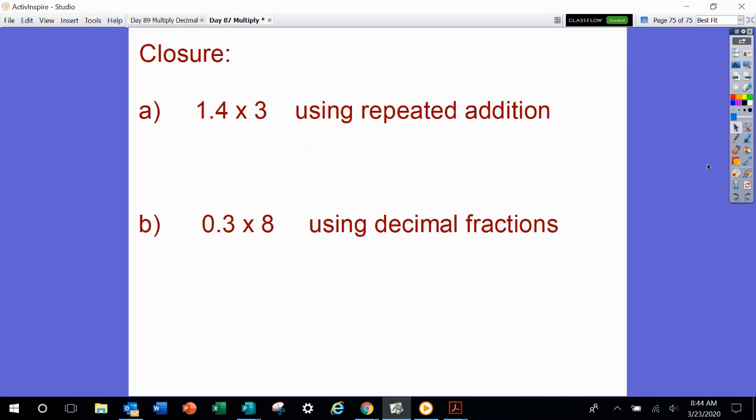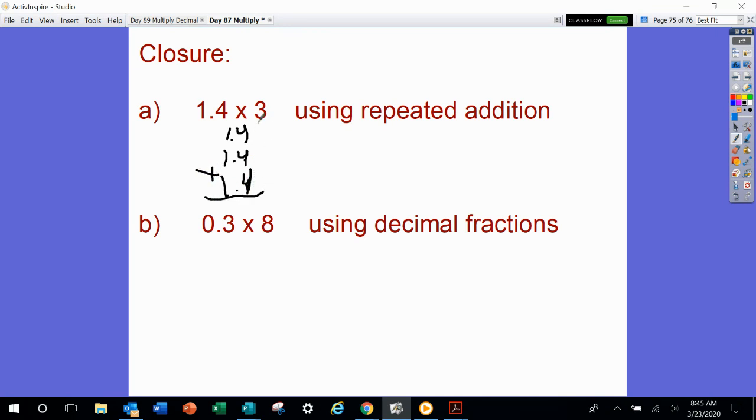Okay, we're at our closure. So this is the time for you to see if you can multiply these numbers using repeated addition. So how many groups am I going to make of 1 and 4 tenths? I'm going to make 3 groups and add them together. Here we go using decimal fractions. Okay, I'm going to make this into a fraction and multiply by 8 and then change that 8 into a fraction. Well, let's see. So this one would be 1 and 4 tenths plus 1 and 4 tenths plus 1 and 4 tenths. I'd apologize for the handwriting, but it's not that much worse than my actual handwriting.